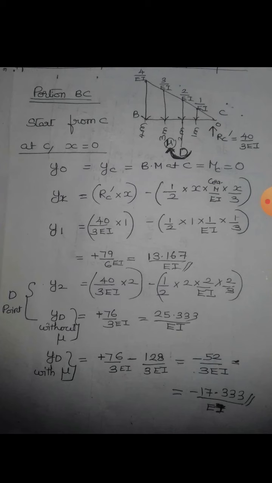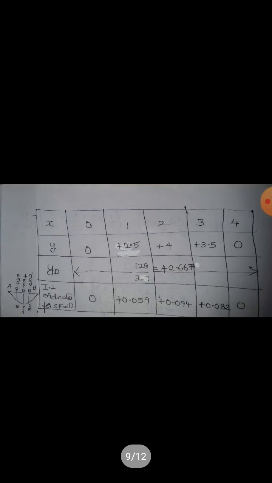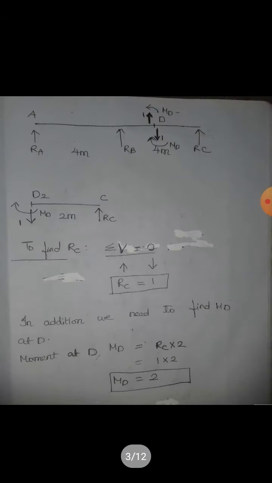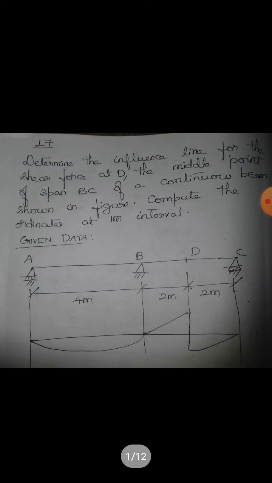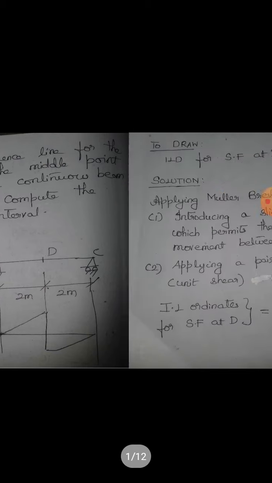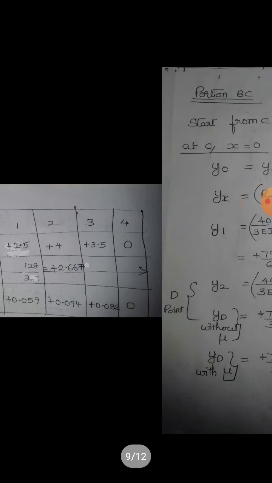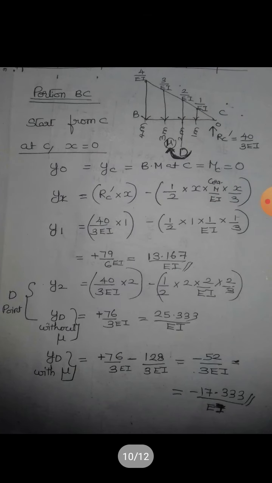Now y2, you have to be careful at 2 meter, because 2 meter is D point. As I showed in the first diagram, it will have two values, one negative, one positive. There's change of sign, so one positive and one negative value. So at 2 meters, y2, it is actually point D. You have to consider mu. First value to find without mu, and second with mu. So you'll have two different values.